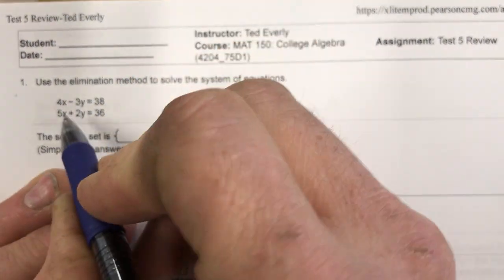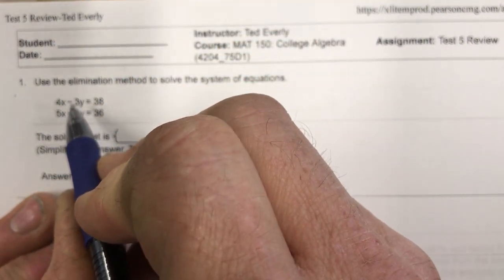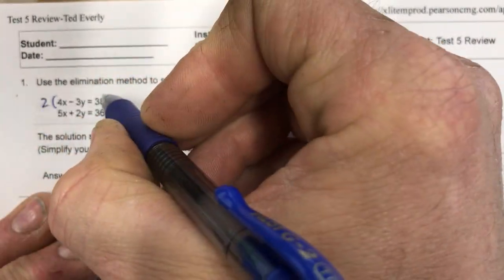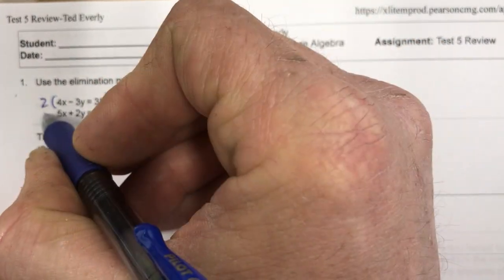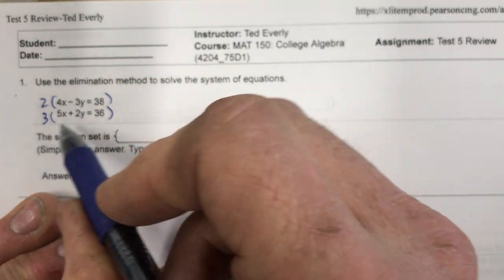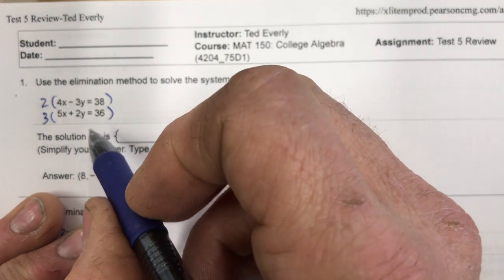What I like on this, I've got a negative and a positive. So what I'm going to do is take 2 up here and multiply it to that top one. I'm going to take 3 down here and multiply it to the bottom one. Not negative 3, just 3. That way my signs will stay opposites.